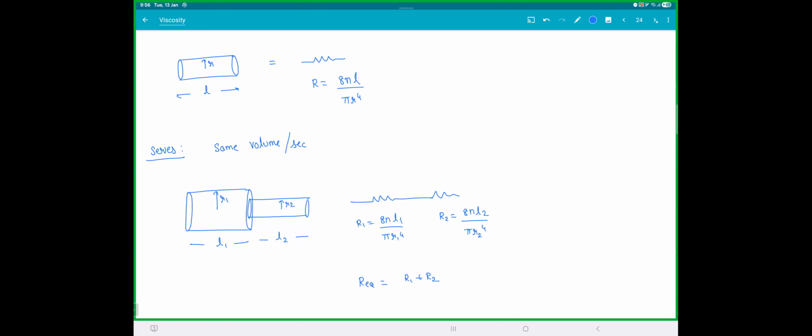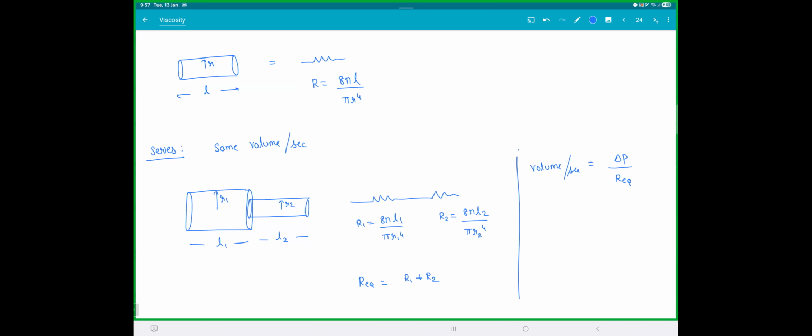If someone asks you how much liquid is flowing per second, you will say volume flowing per second is simply pressure difference by R equivalent. Just like how you find the current: potential difference by equivalent resistance. Everything that you learned in current electricity in school works. Simply replace the pipe with the resistor, 8 eta L by pi R power 4, series, parallel, everything works. These are water circuits.